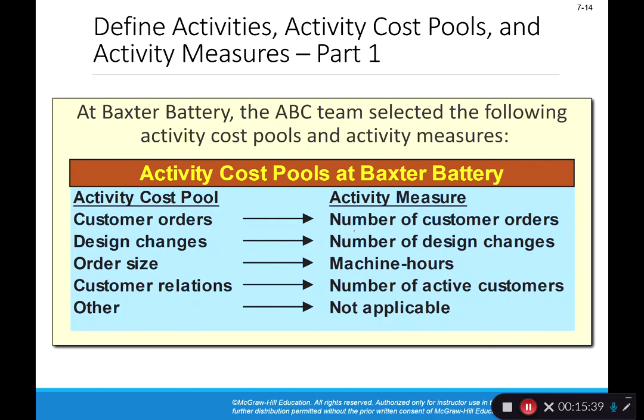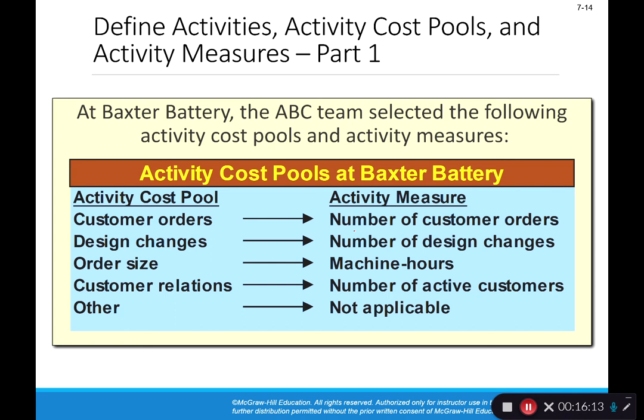So Baxter Battery and the ABC team created the following activity cost pools and activity measures. This is really what's hard about ABC in the real world, is figuring out which activity cost pools exist and the appropriate driver for each pool. Because in the classroom, we can't really do that. We can't investigate and figure out what particular cost pools would make sense and what correlation they would have with activities. We're going to be given that information, which effectively makes ABC very easy for us to do.